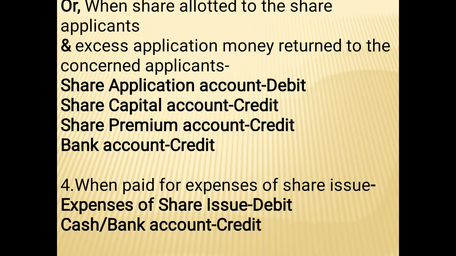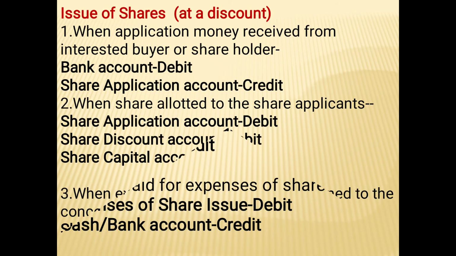I repeat again, when shares are allotted to the share applicants and excess application money is returned to the concerned applicants, then you can give the entry: share application account debit, share capital account credit, share premium account credit, bank account credit. Number four, when paid for expenses of share issue, expense of share issue or preliminary expenses debit, bank account credit. Dear students, you are seeing in the slide content, totally four journals are related to share issuing, if it is at par, if it is at a premium. Now we can go to share issues at a discount.